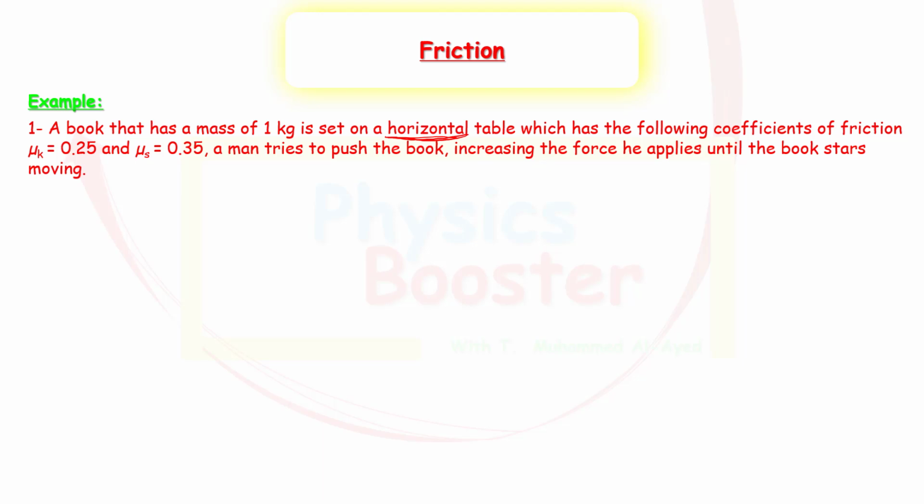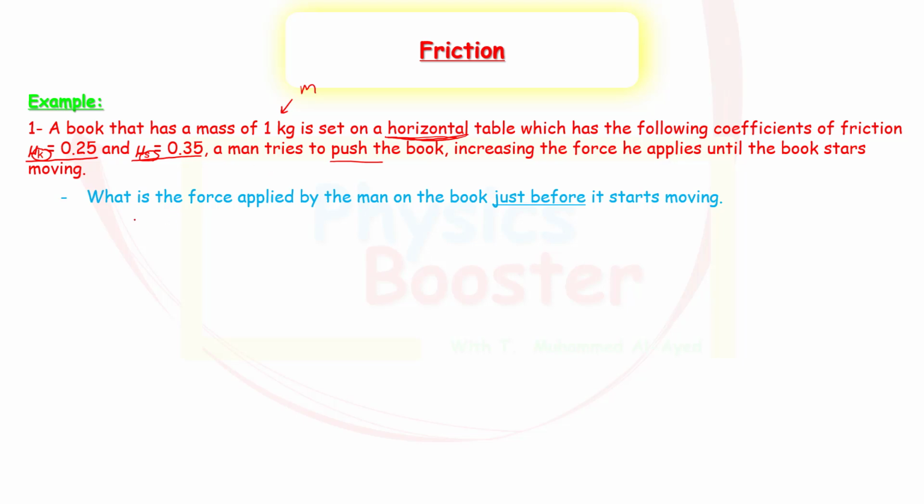Now, it has the following coefficients of friction. It has mu k, which is the kinetic coefficient of friction, and mu s, which is the static coefficient of friction. Now, it says here that a man tries to push this book. The book has a mass, again, of 1 kilogram, okay? He keeps on increasing the force until the book starts moving. So at the beginning, he applies a force. It's not moving, okay? Keep that in mind.